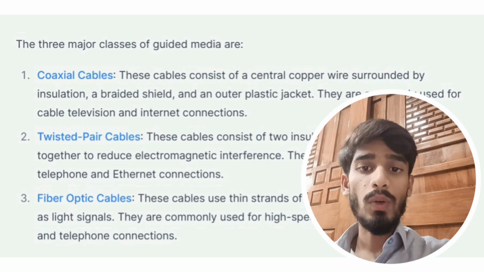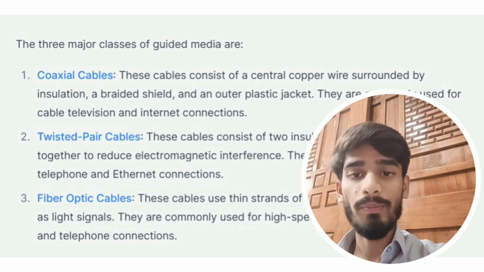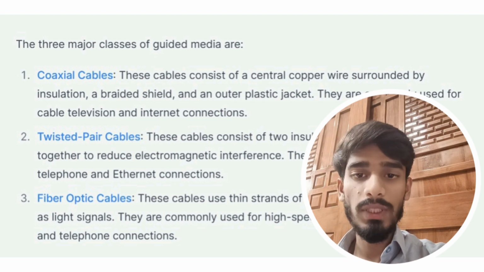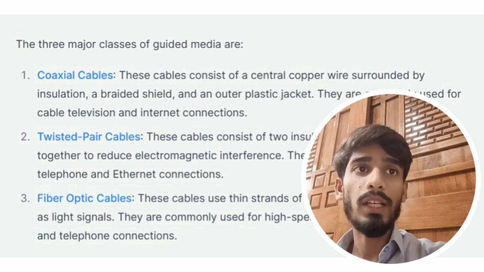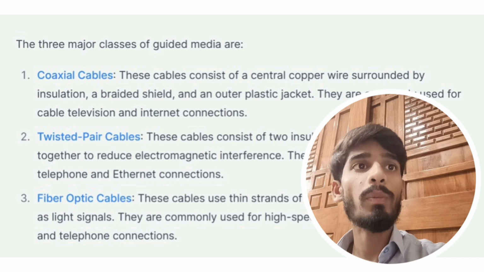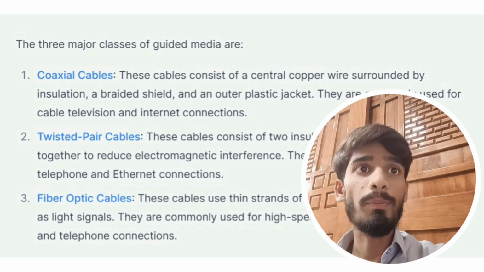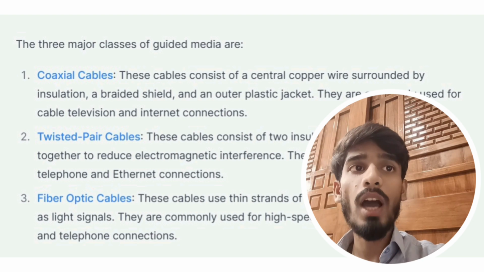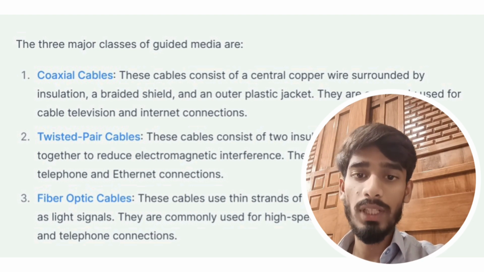Next, what are the three major classes of guided media? First is coaxial cables, second is twisted pair cables, third is fiber optic cables. These are all guided media. First, coaxial cables. These cables consist of a central copper wire surrounded by insulation, a braided shield, and an outer plastic jacket. They are commonly used for cable television and internet connections.